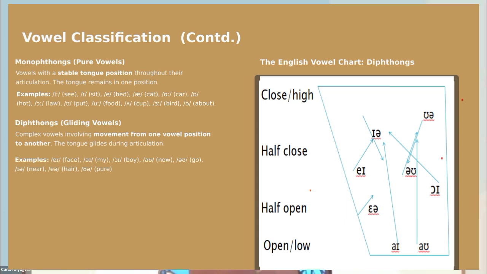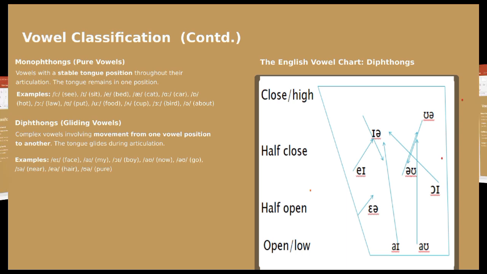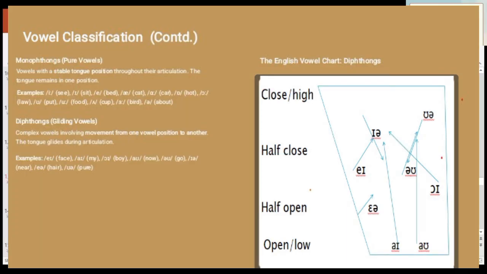The vowels we've treated so far are what we call monophthongs, the pure vowels. Of course, vowel classification can still be looked at based on the relative stability in phonetic space. Some vowels are produced with a stable tongue position throughout their articulation, and they are called pure vowels. So because the tongue remains in one position, they are called monophthongs or pure vowels.